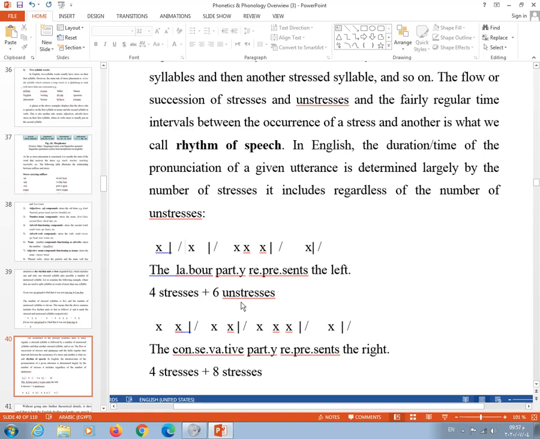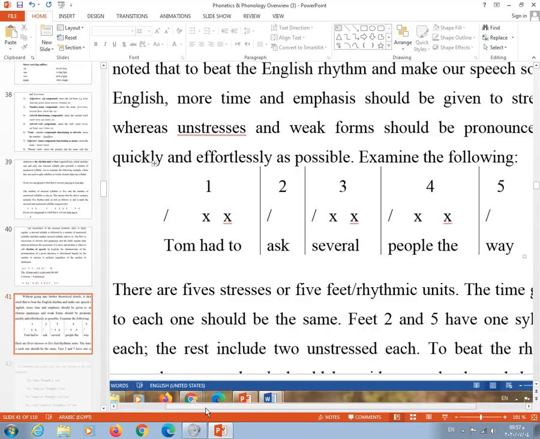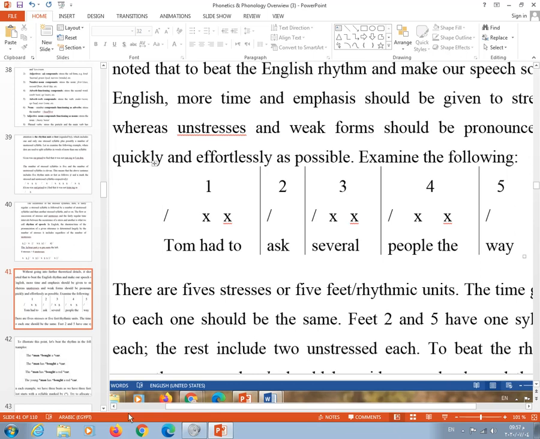Okay, again, the Labour Party represents the left. 4 stresses, 4 beats. And the Conservative Party represents the right. 4 beats also, because you have 4 stresses. So we don't care about the number of unstressed syllables. Okay, let's move to another area. Here, another example. The same story.